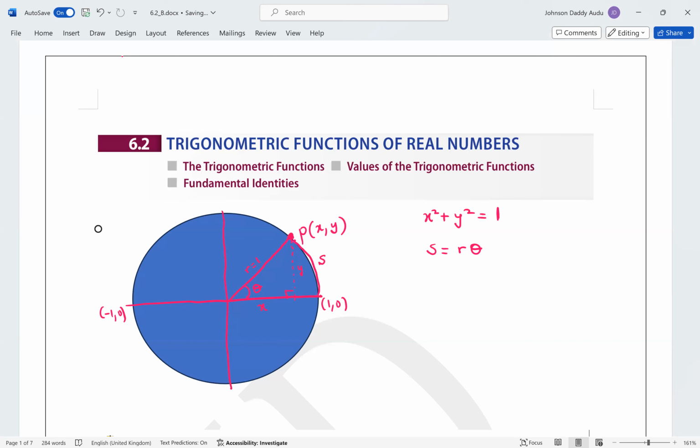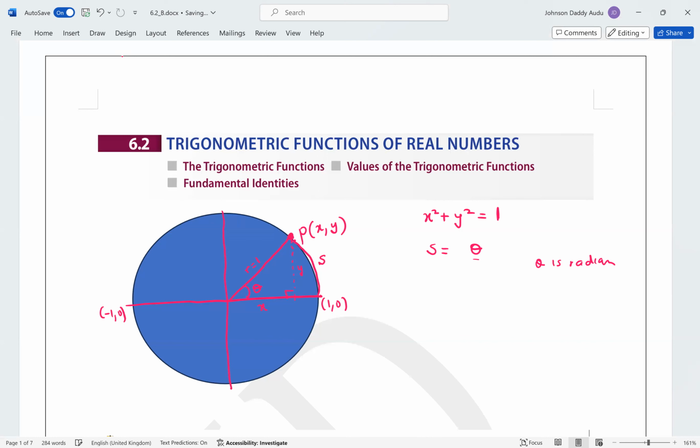But in this case, the radius is 1. So since the radius is 1, S is equal to theta. But remember, theta here is in radians. So S and theta have the same units in this case. Theta is in radians, and S is also going to be in radians. So they have the same units.